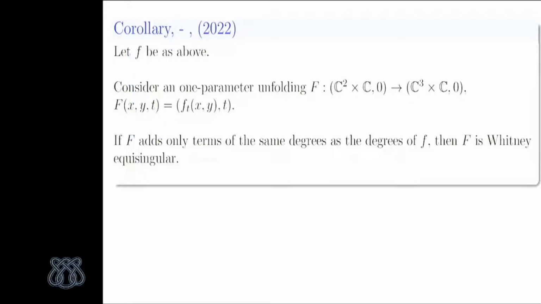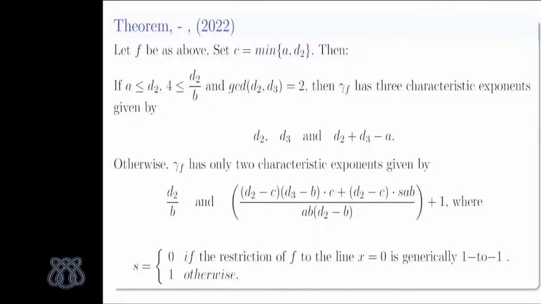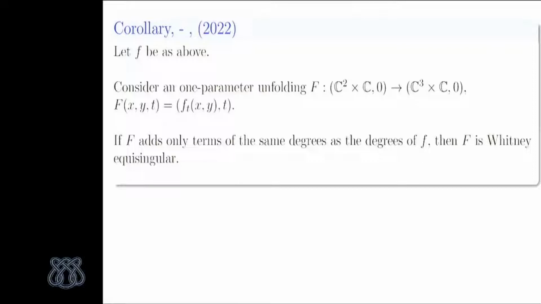Okay, an interesting corollary of this result is the following one. If you consider F as above, a finitely determinate corank one quasi-homogeneous map germ, and you consider a one parameter unfolding, if this one parameter unfolding adds only terms of the same degrees as the degrees of F, then F is Whitney singular. So this concept is a corollary of this theorem. It also can be viewed as a corollary of the first derivative of the invariant J, due to a result of Marar and Nuño-Ballesteros, which gives us a characterization of Whitney singularity in terms of the constants of the three invariants, C, T, and J. Okay.